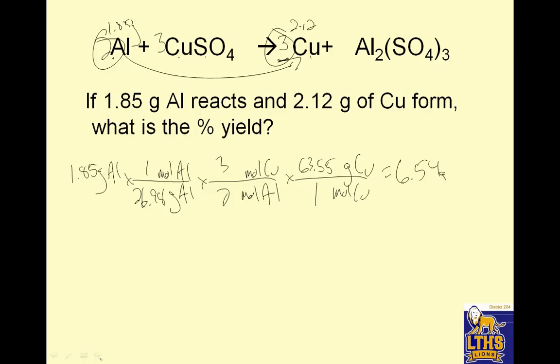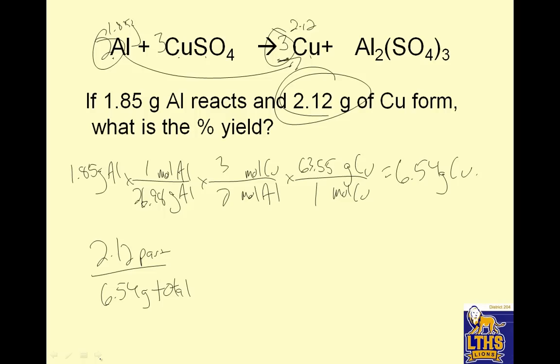6.54 grams of copper is what I should have gotten, but I only got 2.12. So 2.12 is my part, and 6.54 grams is my total, times 100%. So again, the lab just tells you, there you go, that's what you get. And that's how you know that's your part. So 2.12 divided by 6.54 times 100% is 32.4%, which is pretty piddly, but you know, you do what you can.